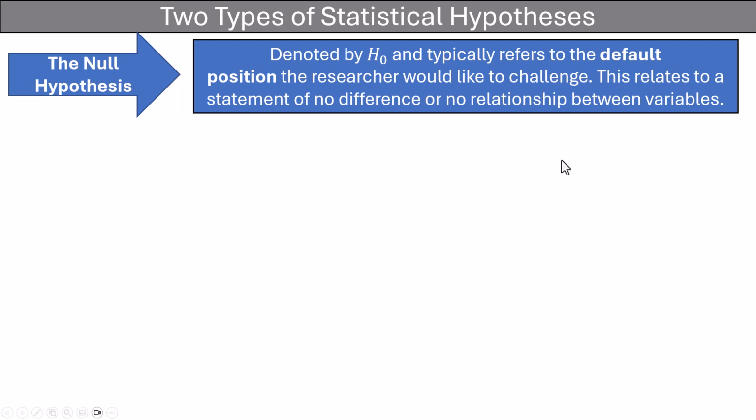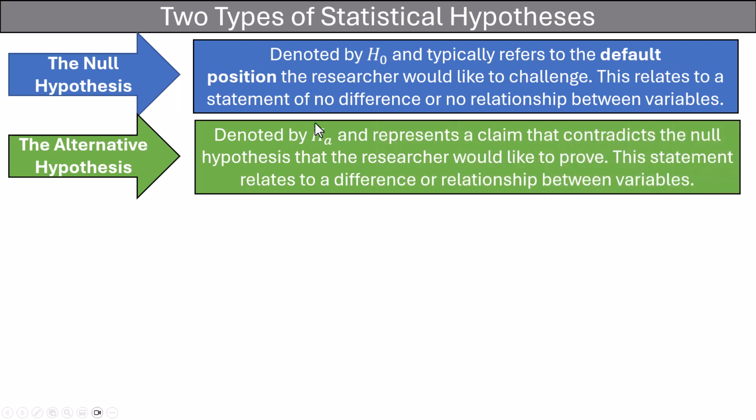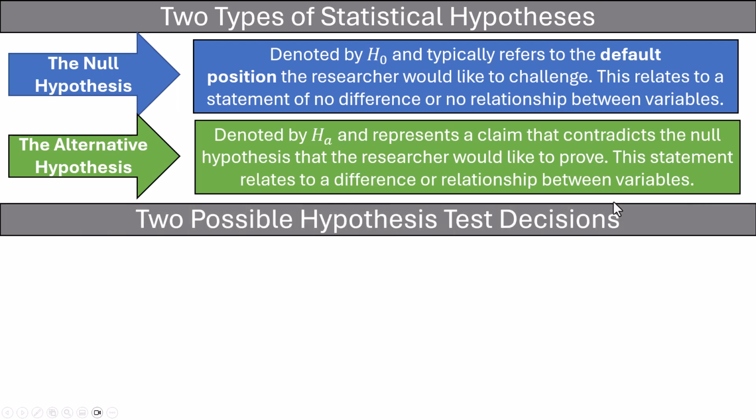And then we're going to have an alternative hypothesis that has to be kind of opposite to the null hypothesis, right? And we denote this with a capital H subscript A, or sometimes you might see it with a 1 in some textbooks. And this represents a claim that contradicts the null hypothesis that the researcher would like to try to prove. And this statement typically is going to relate to maybe a difference between variables or maybe representing some sort of relationship between variables, depending on the context. And then what you're going to end up doing is gathering a sample to try to see which of these hypotheses seems to be more likely to be true.